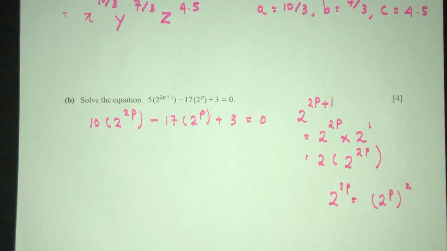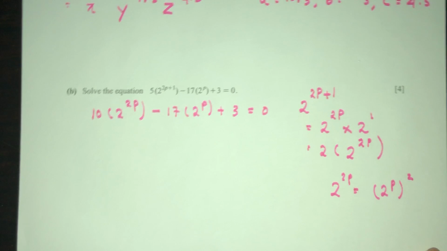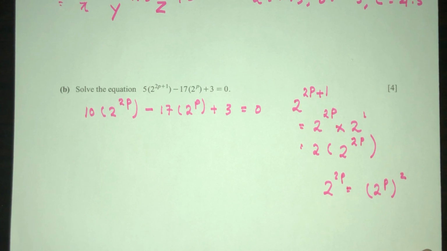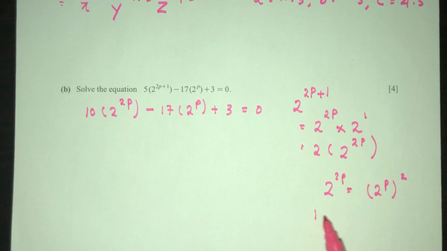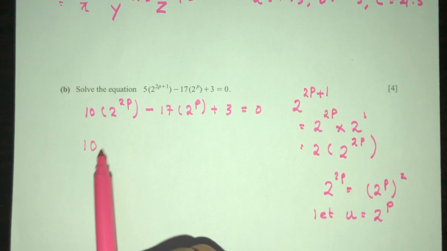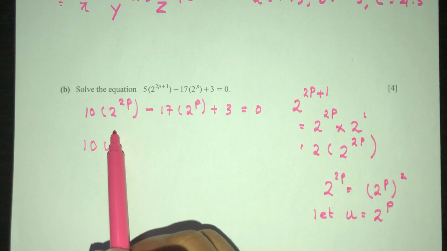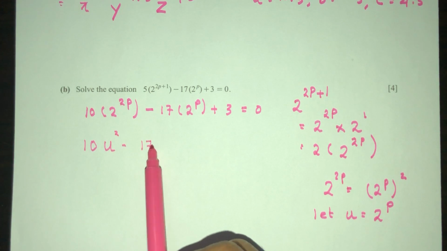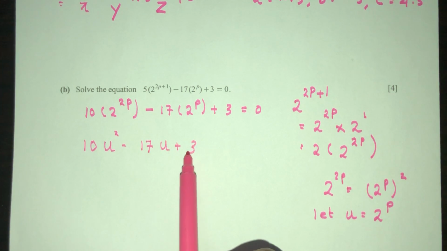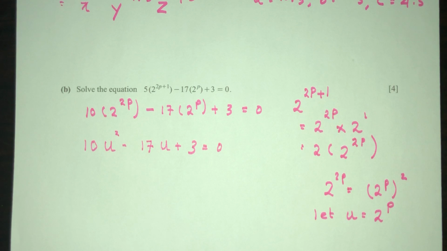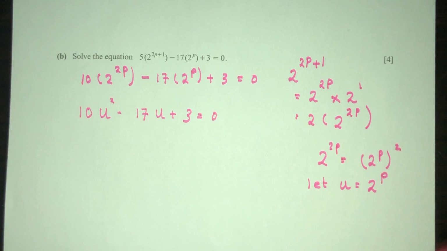Now where am I going with this? I want to use substitution to solve this question so it makes more sense. For example, I can say let u equal to 2 power p. So you will have 10 times u squared minus 17 times u plus 3 equal to 0. So now we have a simple quadratic equation. We can simply factorize and solve.